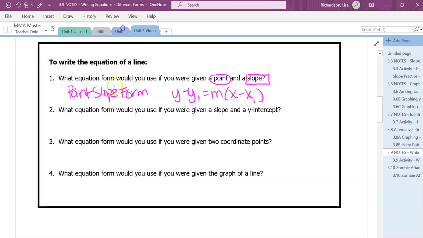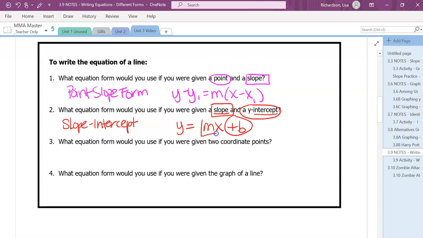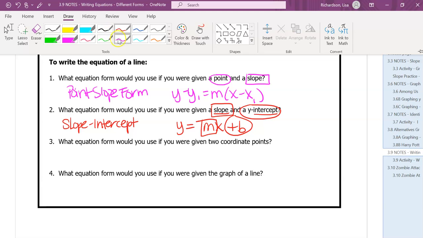The next one says, what equation form would you use if you were given a slope and a y-intercept? Slope and intercept. You would use the slope-intercept, and we all know that one. We've got that one down. That is y equals mx plus b. b is our y-intercept, m is our slope.